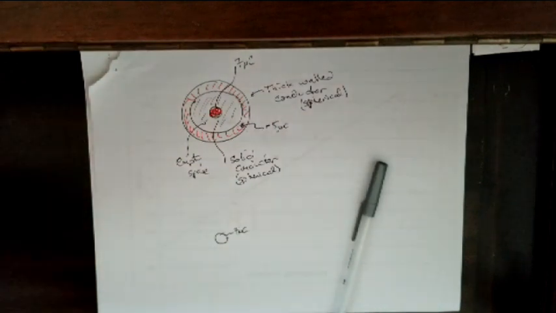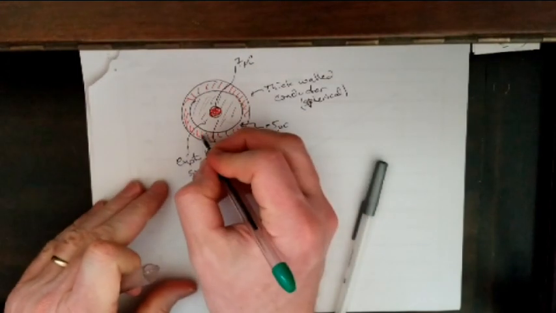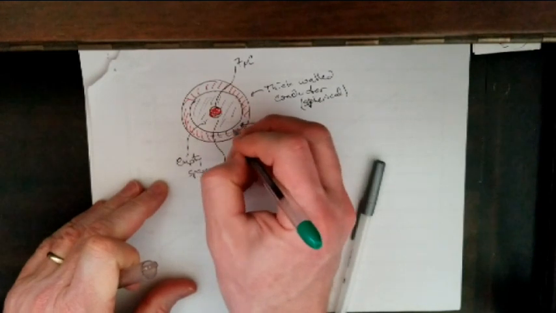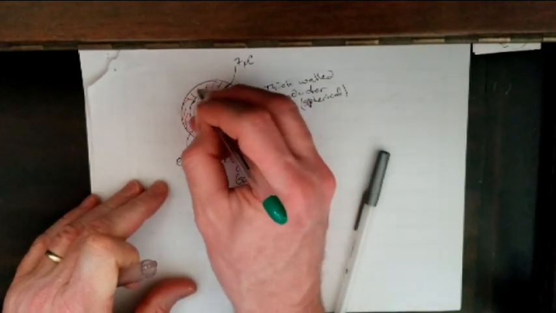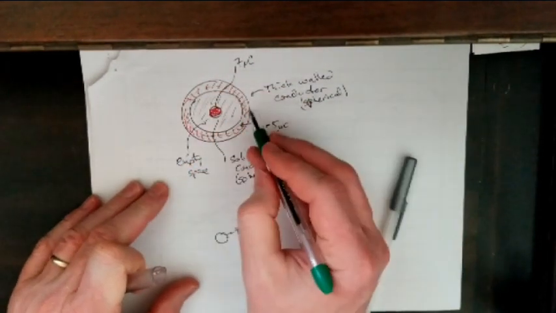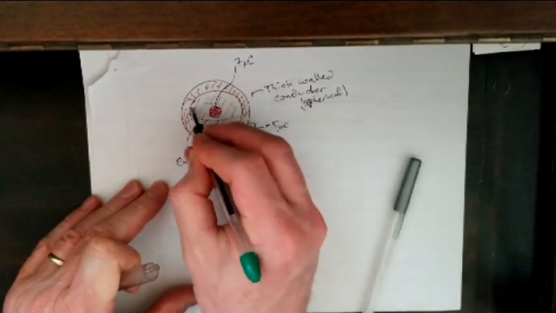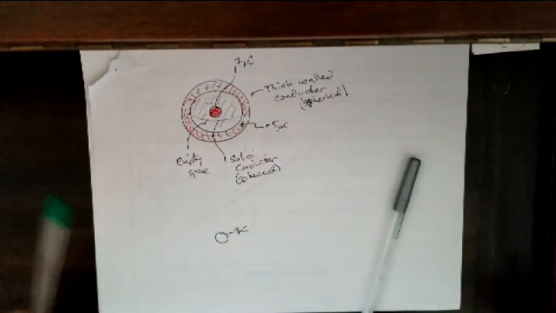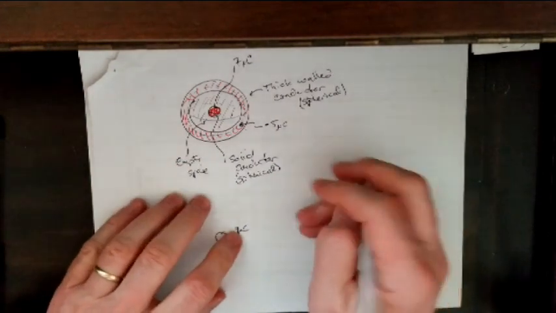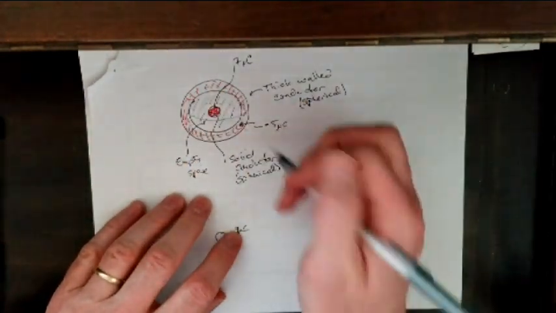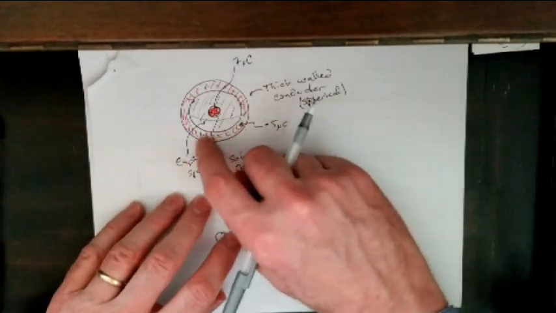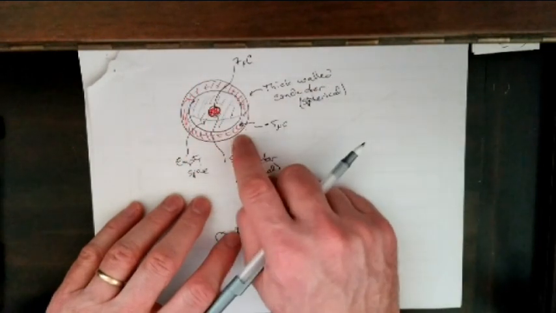I'm going to create a Gaussian surface, and I'm going to put my Gaussian surface right here in the middle of my thick-walled conductor here. So I have a Gaussian surface. Again, it's a virtual surface. I know that the electric field inside a conductor, inside the fleshy part, inside the metal here, is going to be 0.